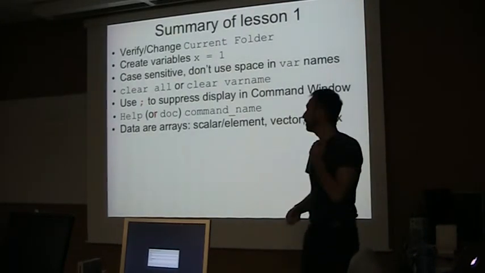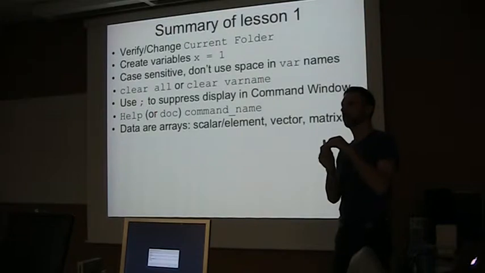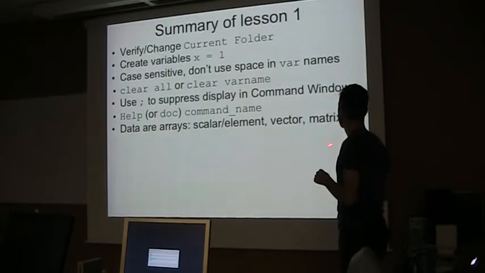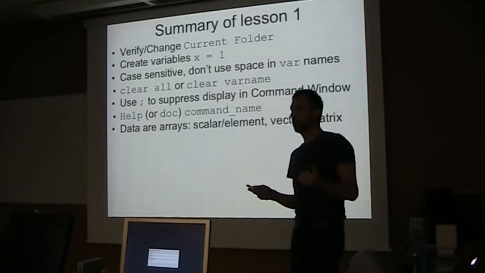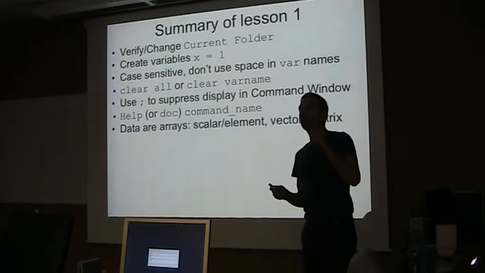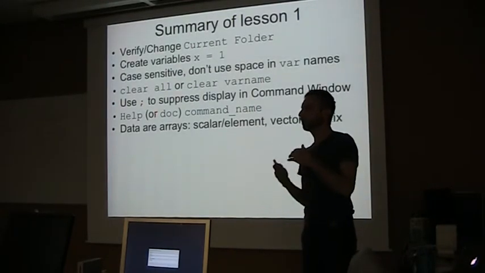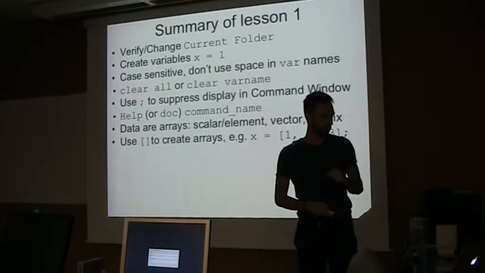Okay, so data is stored in arrays, and we have elements, and we have vectors, which are basically just elements arranged in one column or one line. You have matrices, which are two-dimensional or three-dimensional. But remember that MATLAB stores matrices somehow as if they were one big vector. That's why we have single indexing.